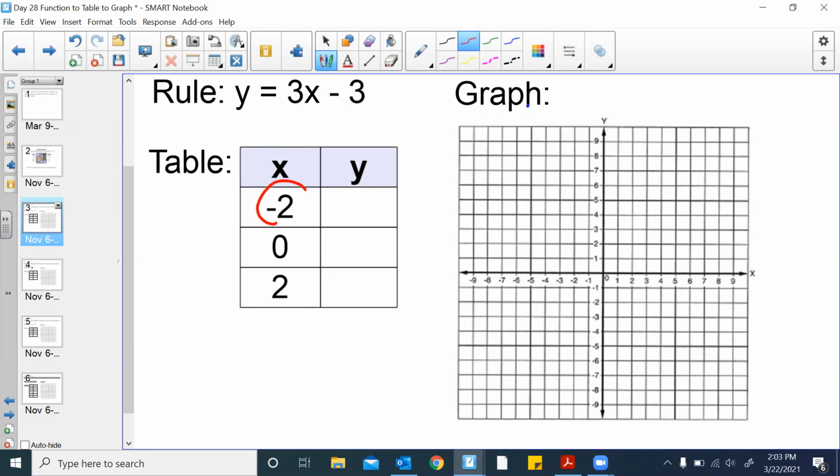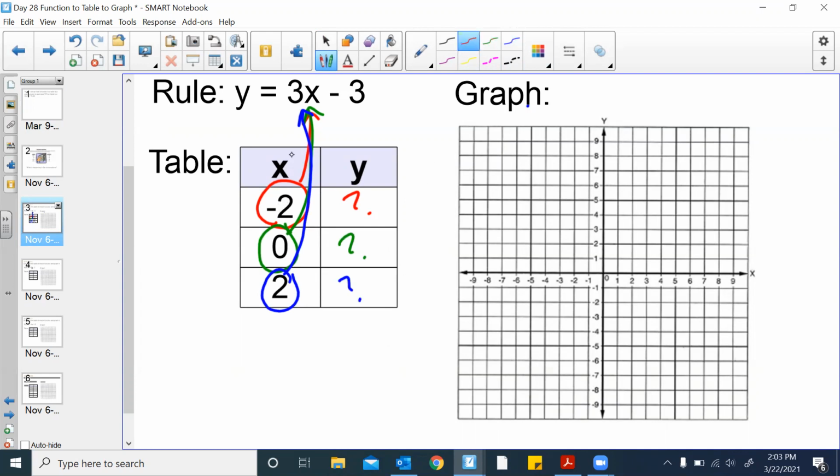Everywhere I see an x, I'm going to substitute in a -2. Then I'm going to do it again and substitute in a 0. And then I'm going to do it again and substitute a 2, everywhere I see an x. And that's going to give me my y values. I don't know what these y values are yet, but I will here in a little bit.